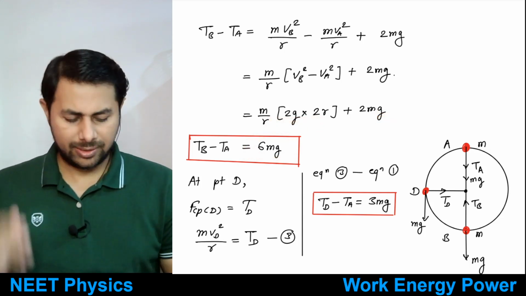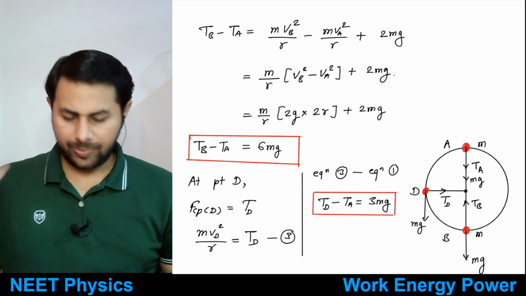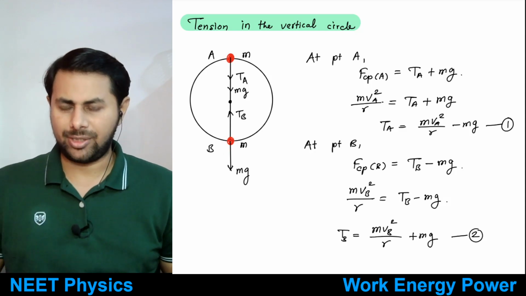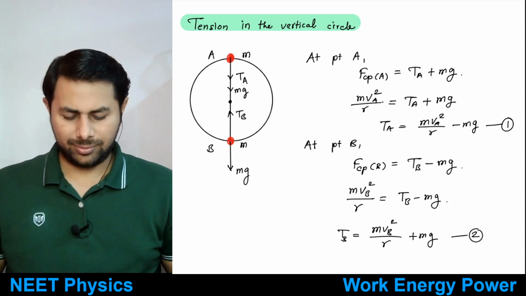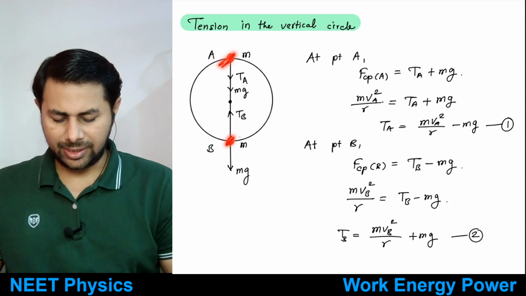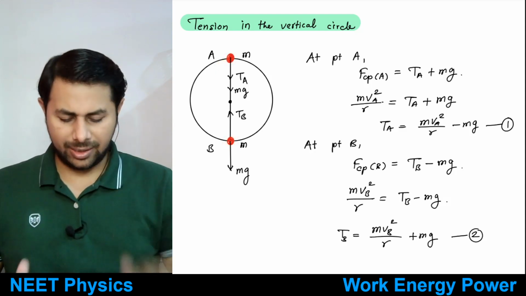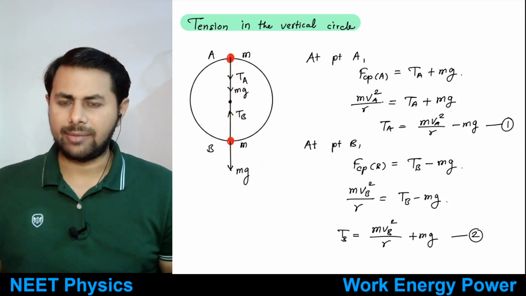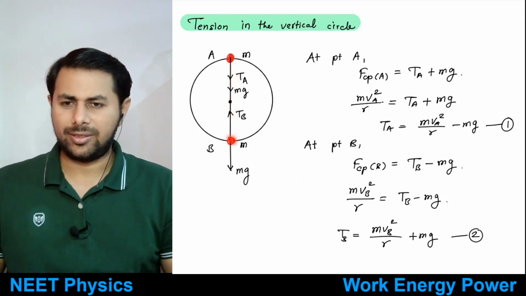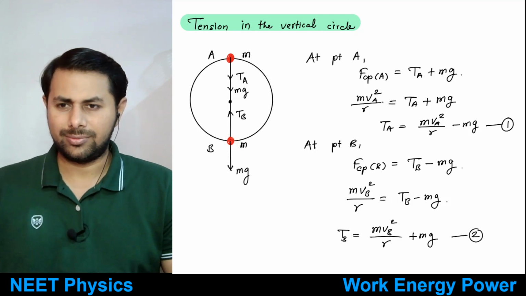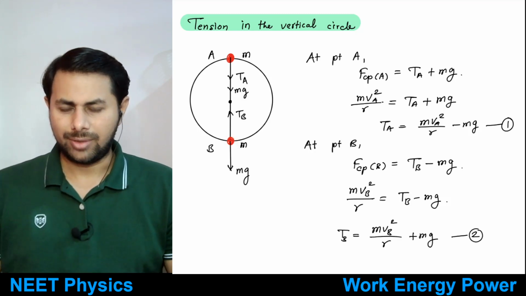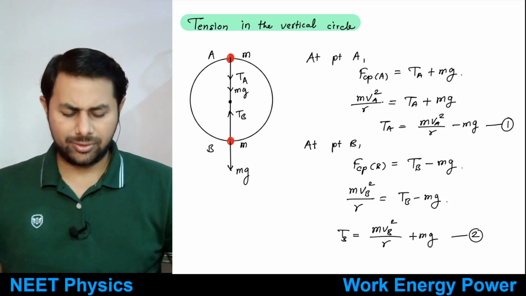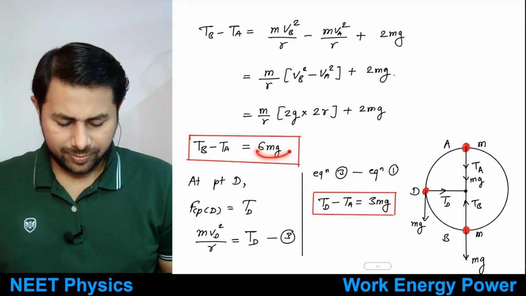Okay, so what is the difference in tension? The difference in tension at this point and this point is equal to 6 mg. The difference in tension at B and at A is equal to 6 times the gravitational force, or 6 times the weight of this object or the stone. Okay, this is clear, right? So you just need to remember that number.